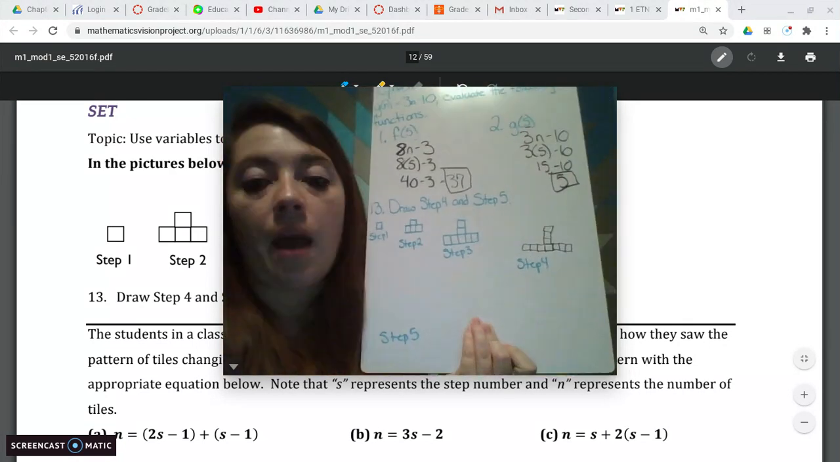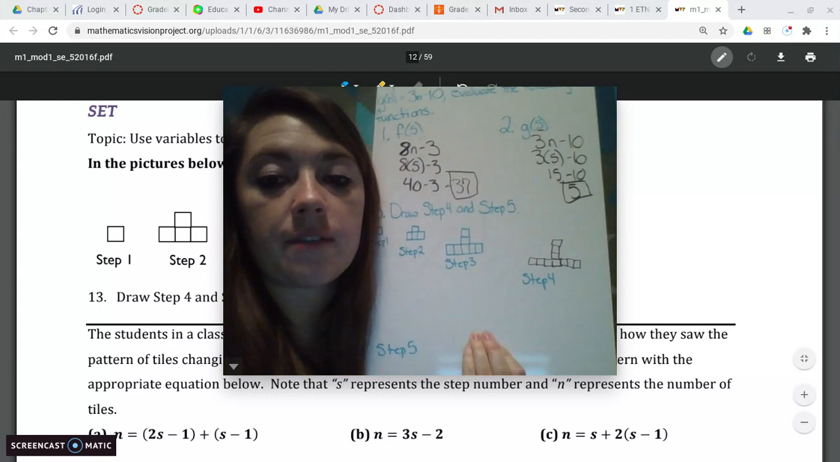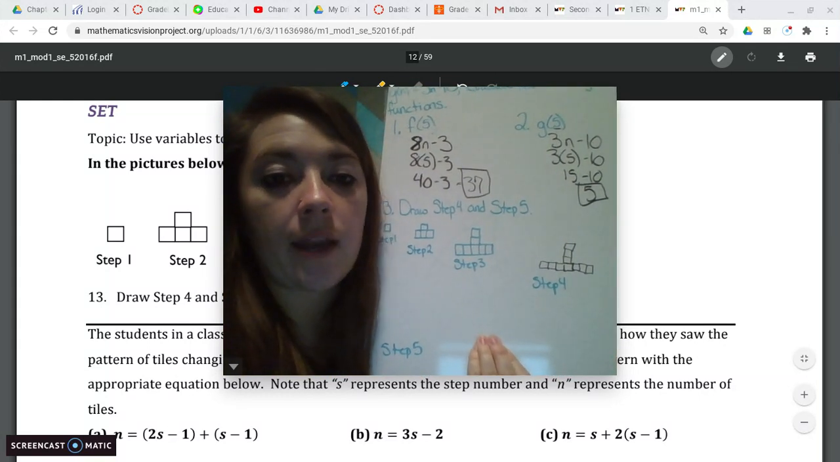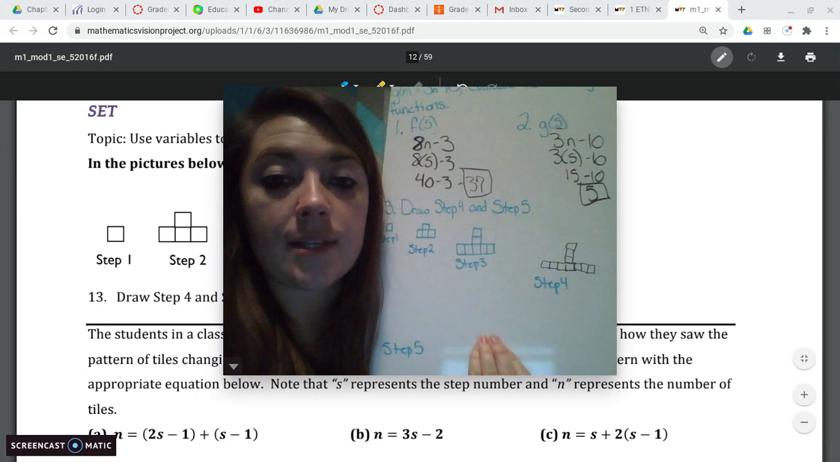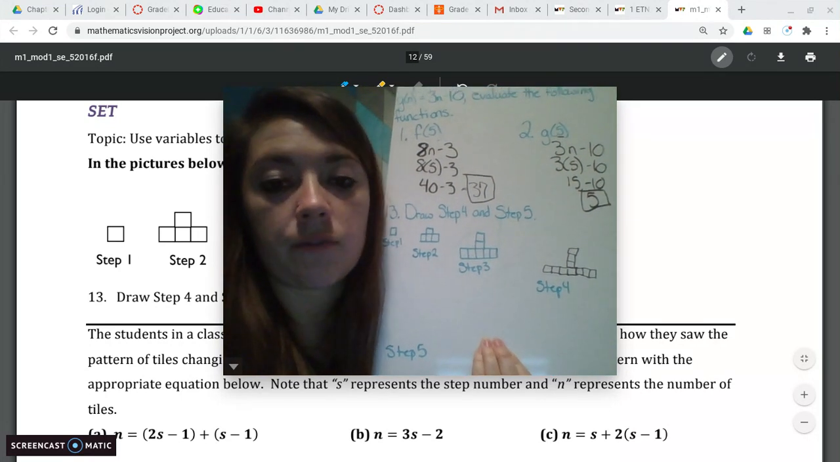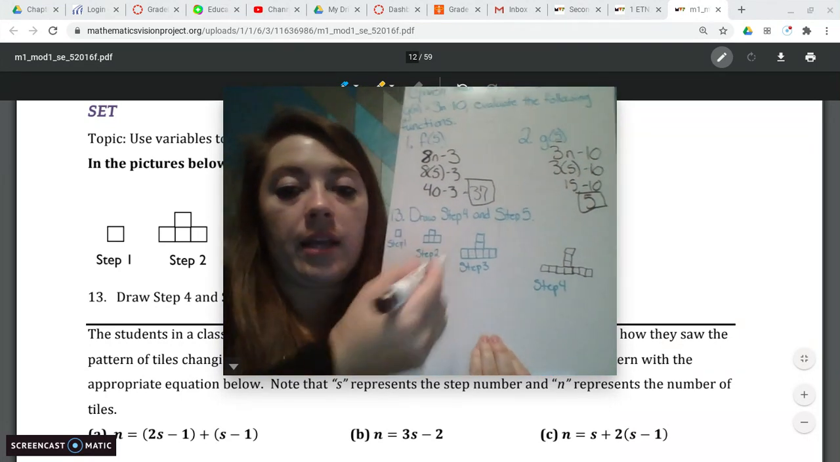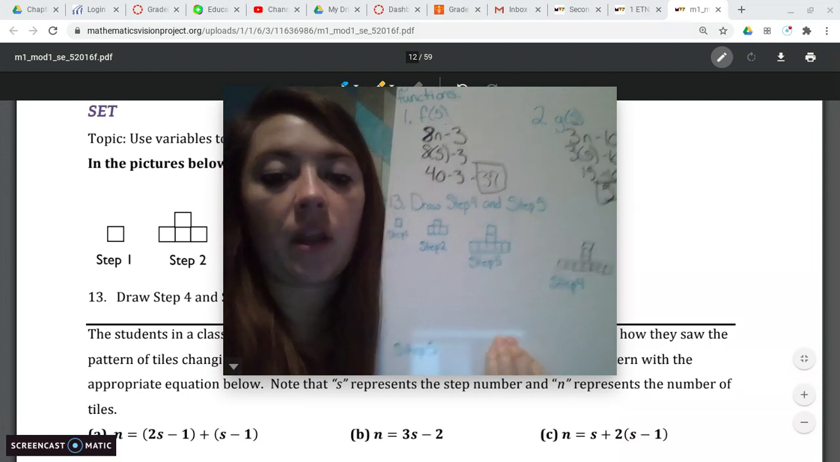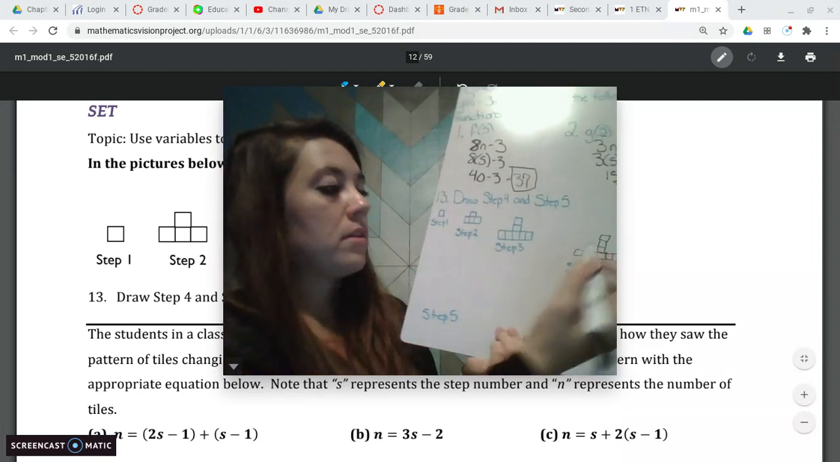There is step 4. So just continuing to follow that pattern. So we're adding 3 new boxes each time, one on each of the 3 legs of this figure, essentially. All right, so then step 5, same thing.